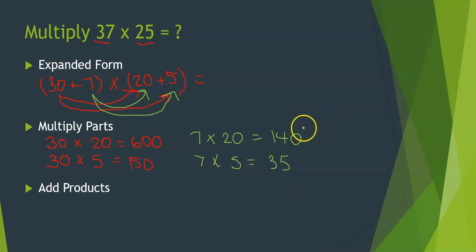Okay, now I go to my third step, which is to add the products. This time when I add the products, I have to add all 4 of the answers that I got from step 2. So I'm going to say 600 plus 150 plus 140 plus 35.